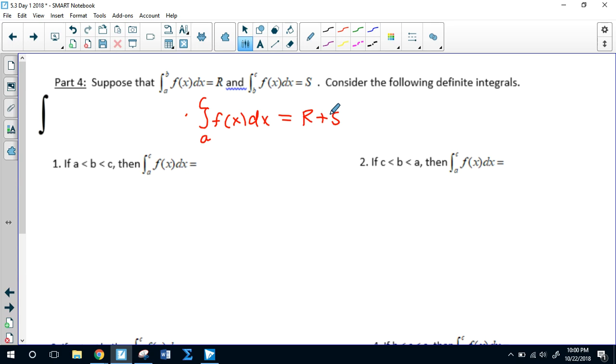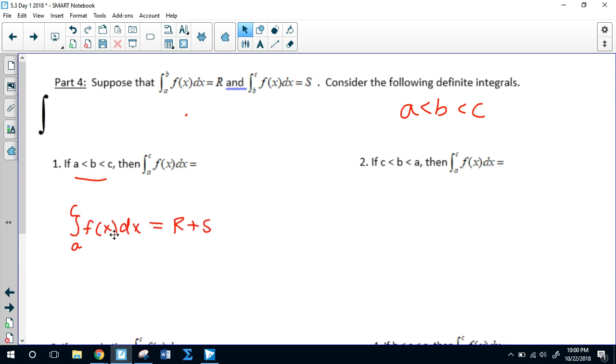This is assuming that the A and the B and the C are all in this order from A to B to C, which actually is the answer to number one. Okay, so I just did it over here in red. So I think I will just pick it up and drag it down here.